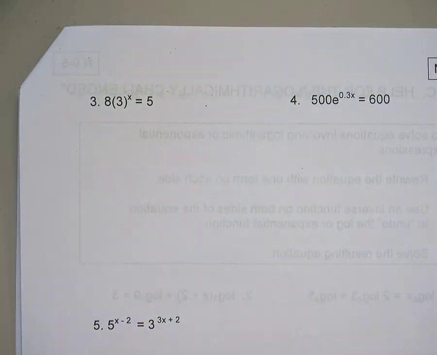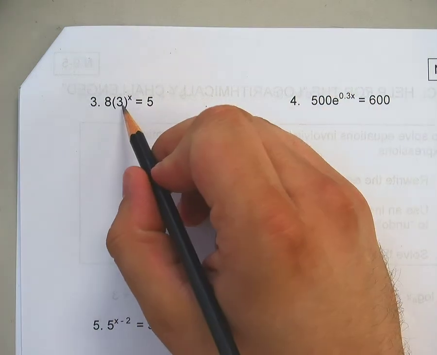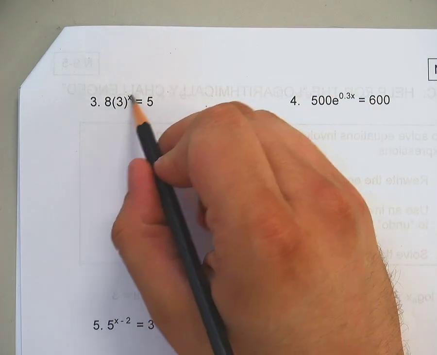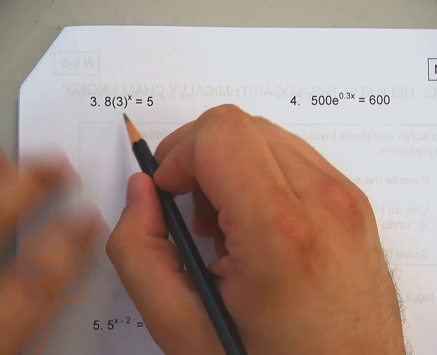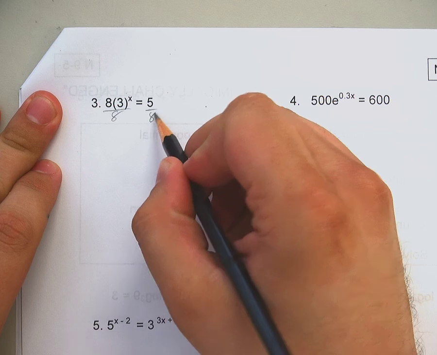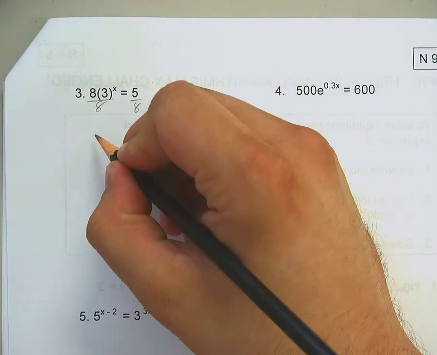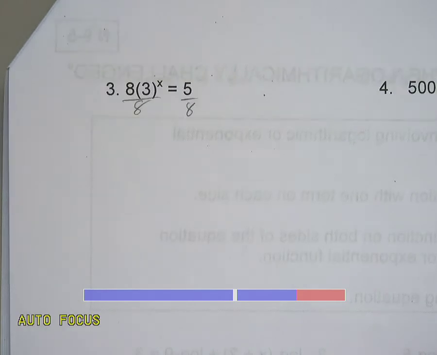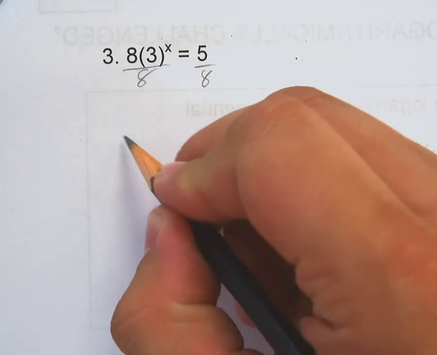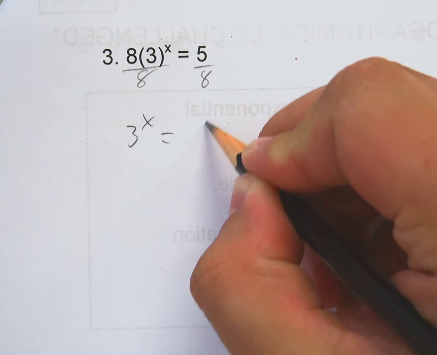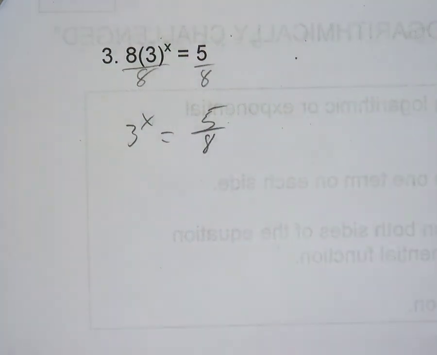First, I need to try and simplify as much as possible. One term on each side. See, this is a problem because I've got 2 terms over here. I've got 8 and then I've got 3 to the x. So I'm going to divide by 8 and move it over. And I will have 3 to the x equals 5/8, which is just a number.